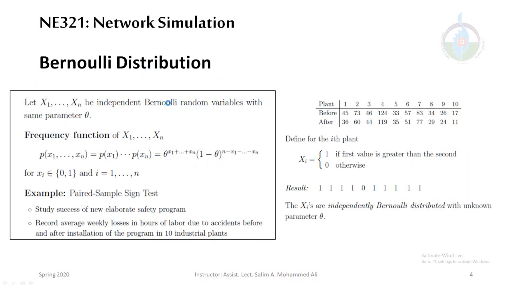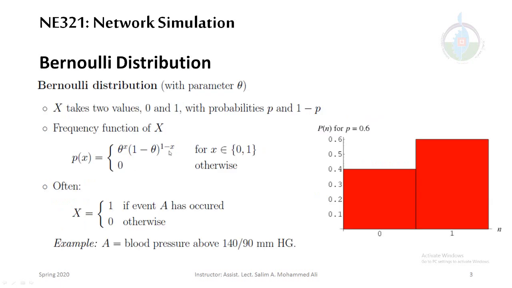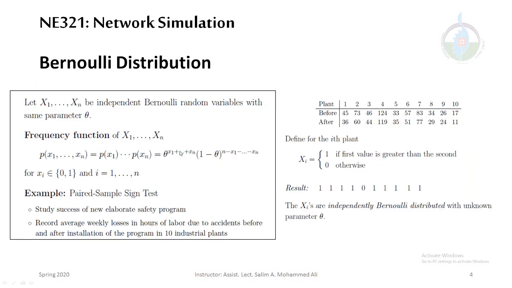Let's take a simple example of the Bernoulli distribution. Suppose that we have x1, x2, x3 to xn be independent Bernoulli random variables with the same parameter theta. That means that they all have the same probability. The frequency function of x1 to xn is the probability of x1, x2, x3, xn, which will equal the probability of x1 multiplied by the probability of x2 multiplied by the probability of x3, and so on. The same equation can be applied, the probability of the Bernoulli distribution, but multiple times.